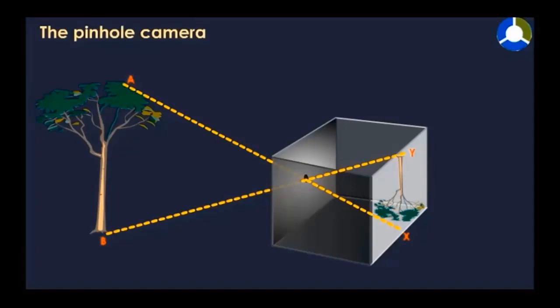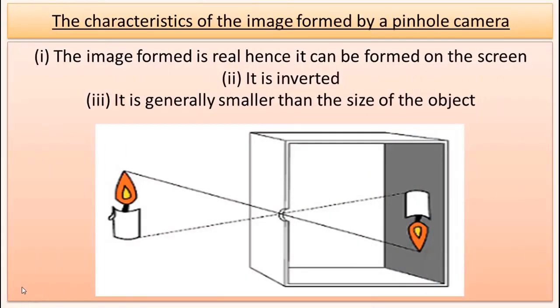If the screen is replaced by a photographic film, a photograph of the tree can be taken. Now, let's see some of the properties of the image formed by a pinhole camera. The image formed by a pinhole camera is real, inverted, and smaller in size.